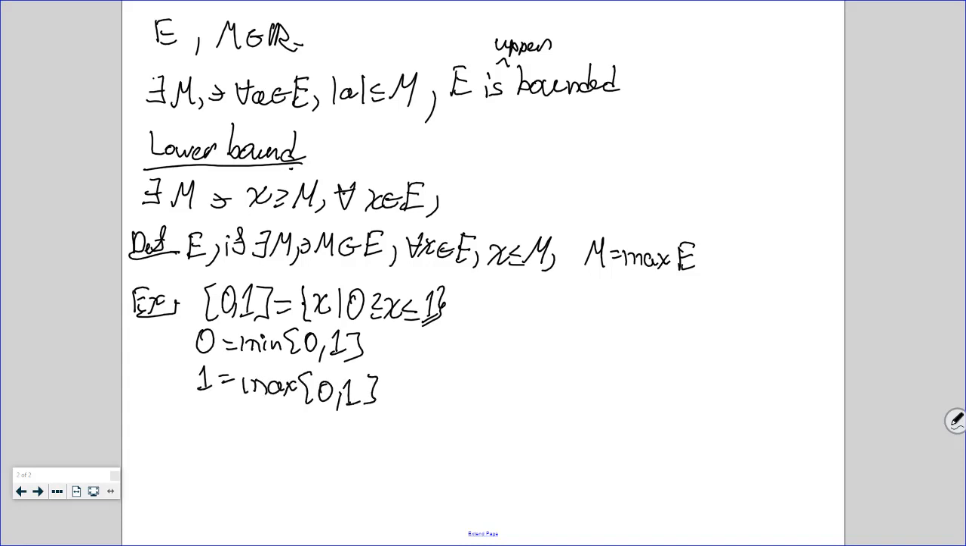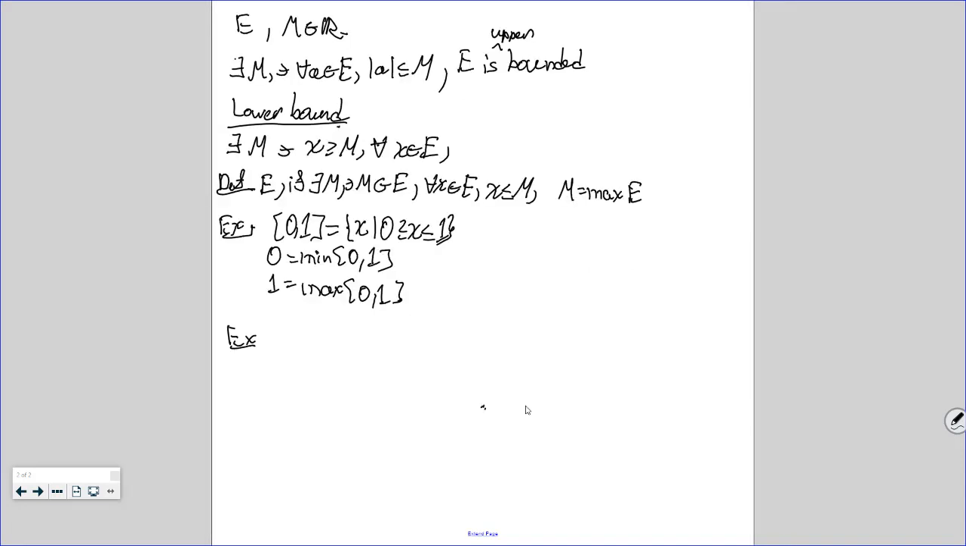The other interesting example is the set of natural numbers. The set of natural numbers has a lower bound, but there is no upper bound to it. To prove it, we need a couple more definitions, so we will prove it a little bit later.